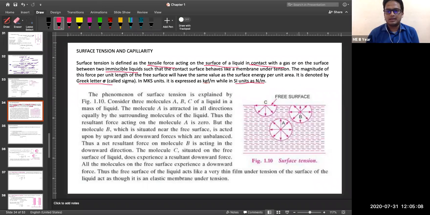We have seen the case study of three water molecules at position A, at position B, as well as at the free surface C. The molecules present at this free surface, that is on your top level, experience a downward tensile force due to the cohesive forces, or the van der Waals force of attraction between similar molecules. Okay, so from there surface tension comes into the picture.